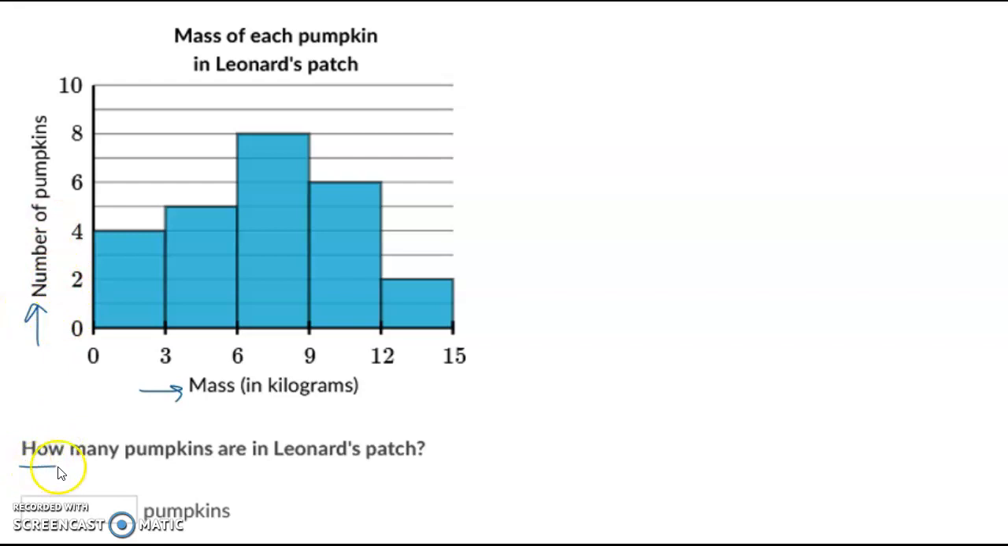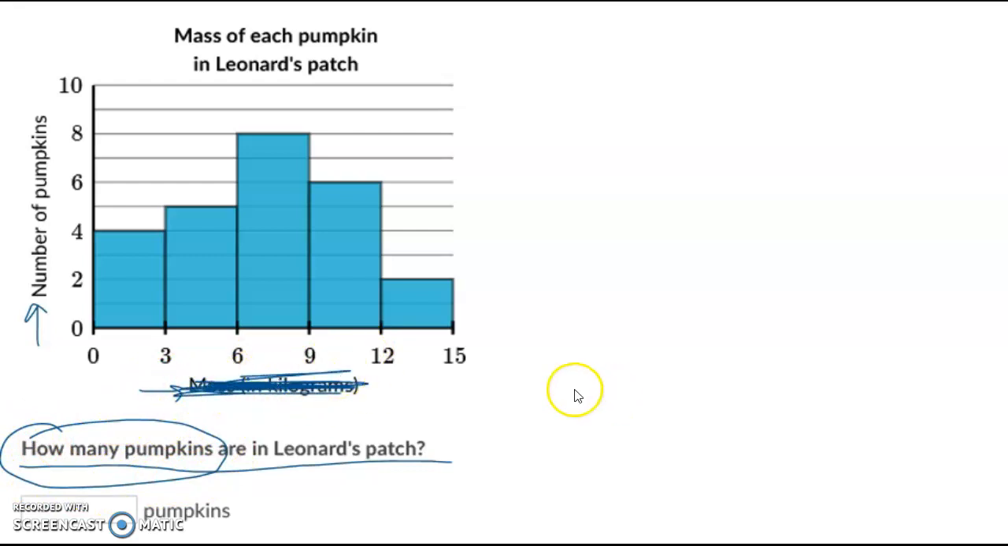So the question is, how many pumpkins are in Leonard's patch? Well, the first thing that comes to mind for me, it wants to know how many pumpkins. So it doesn't really matter what their mass is. I just need to count how many physical pumpkins there are. All right. So in this occasion, between the numbers 0 and 3, it looks like there are 4 pumpkins that fall in that category because it went up to the 4.